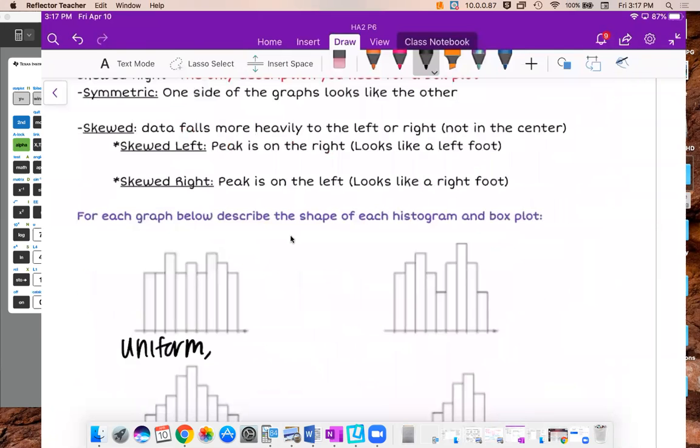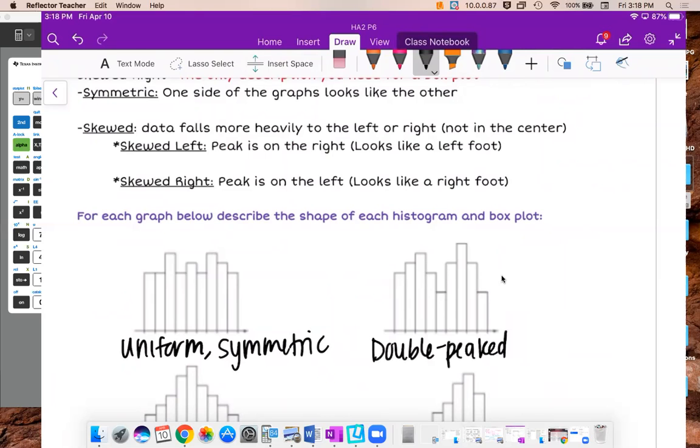And then the next description you have to think about is if it's symmetric, skewed left, or skewed right. To me, all of these bars look like they are matching on the same side. It's not really having one side taller than the other. So I think I would say that this is symmetric. So uniform, symmetric. Then when we look at this one, we're going to start with: is it uniform, single peak, or double peak? This one is definitely double peak because there are two places where the graph is higher. So this is double peaked.